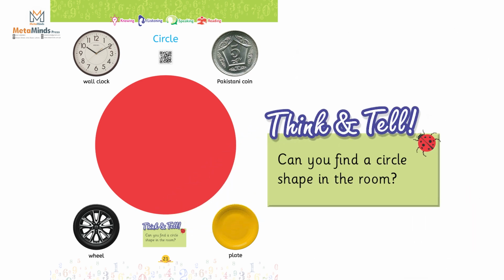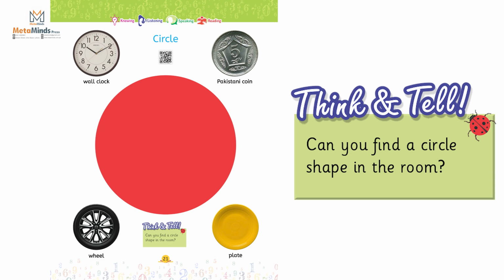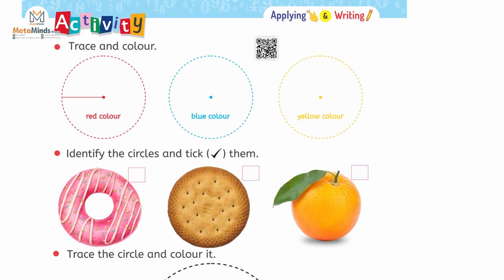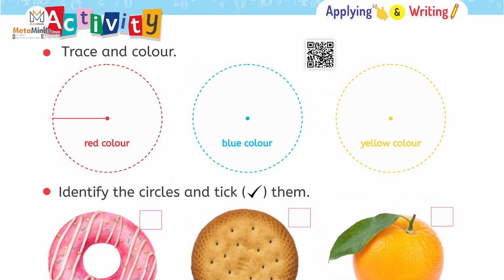And this is a little question over here. Can you find a circle shaped thing in your room? Anything around you which is circle shaped? Okay, you can do this activity. Let's quickly see our activity page regarding the circle. Here again, in the first question, you have to trace it and then you have to color it as well.